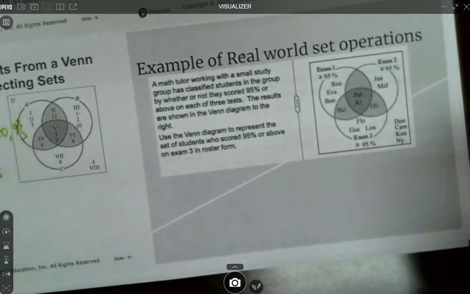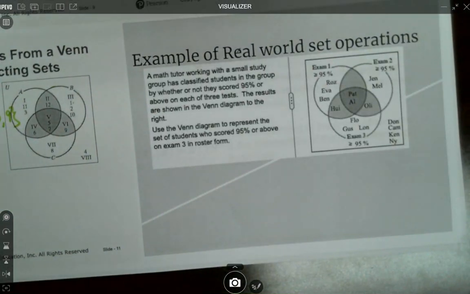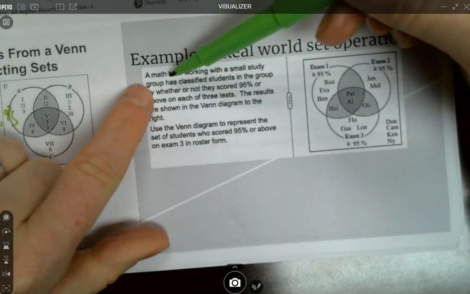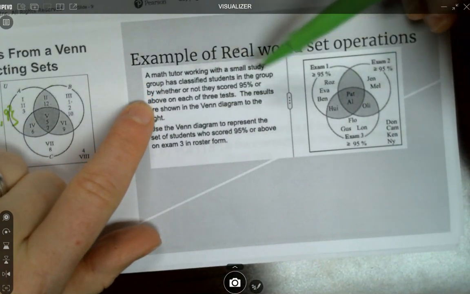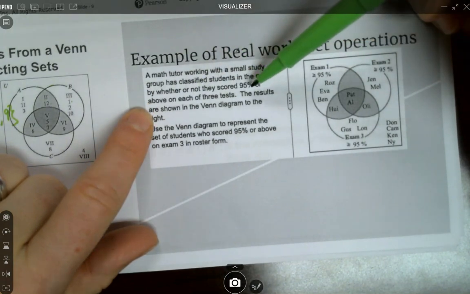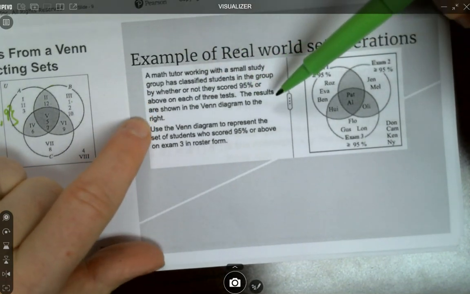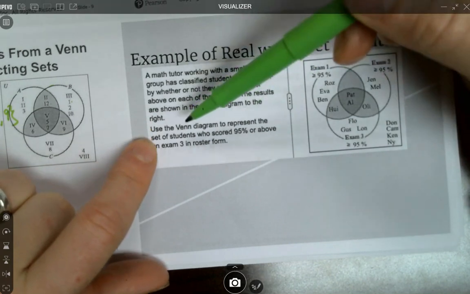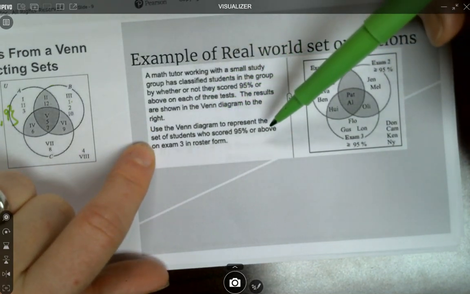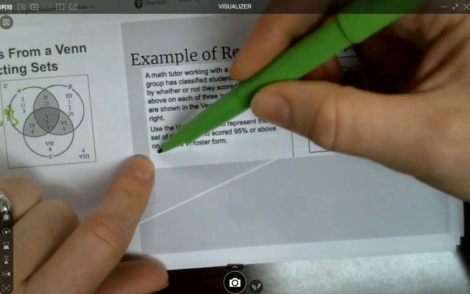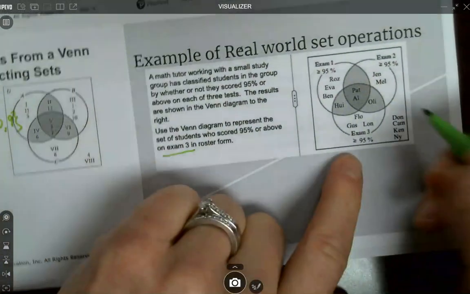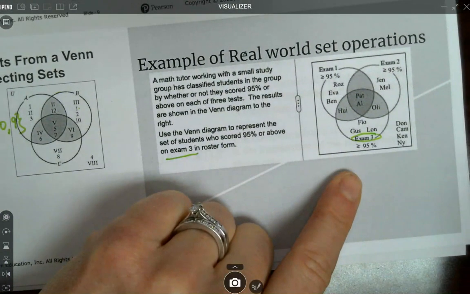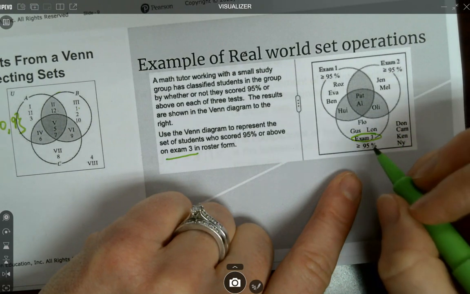The next example is a real world operations set. So let's see. A math tutor working with a small study group has classified students in the group by whether or not they scored 95% or above on each of the 3 tests. The results are shown in the Venn diagram to the right. Use the Venn diagram to represent the set of students who scored 95% or above on exam 3 in set-builder form. So we're only looking at exam 3. So we just want to know who all scored 95% or higher on exam 3.